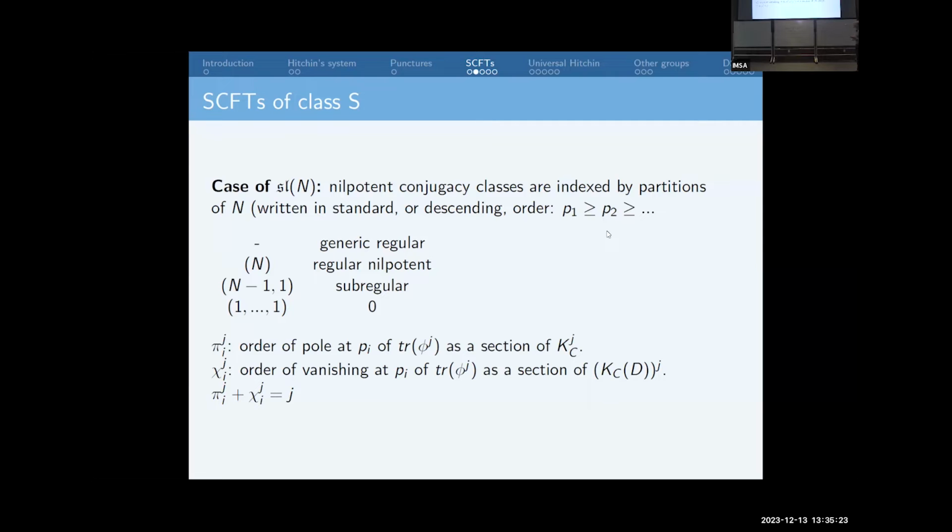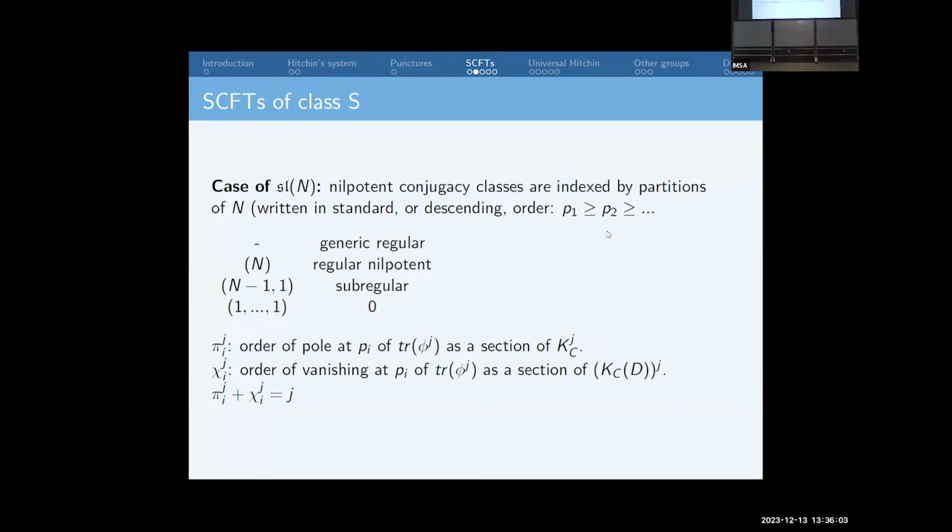So I want to introduce two numbers, p and chi. You can think of these as meromorphic sections of the canonical bundle, or as sections of the twisted canonical bundle, which will have some branching power. So let p be the order of the pole, and chi be the order of the branching. Of course, p plus chi is just j. So the subscript i refers to which point we're at, and the subscript j means the invariant degree.